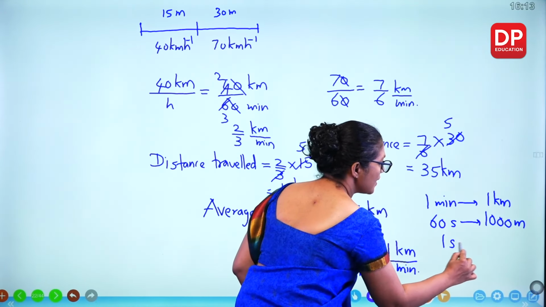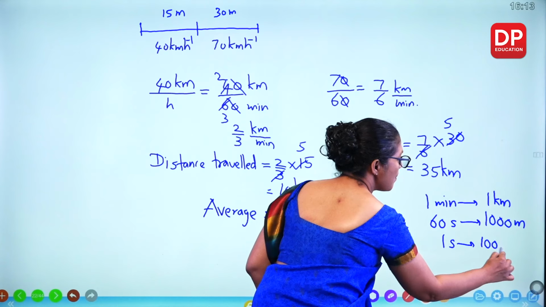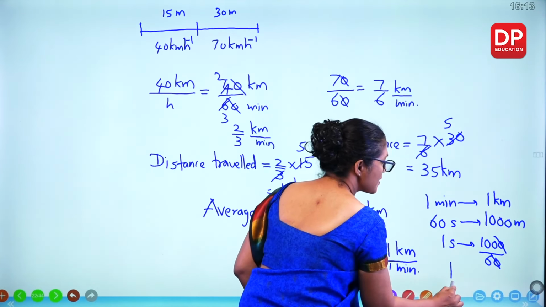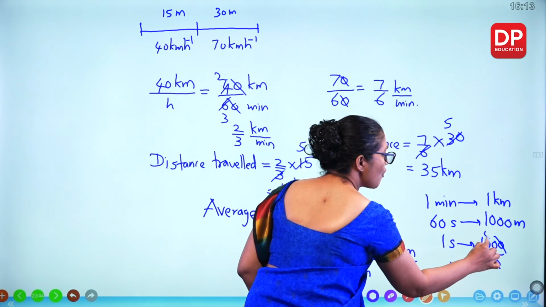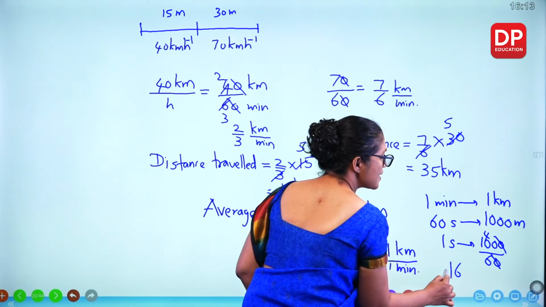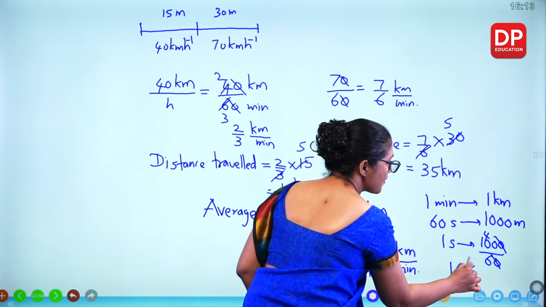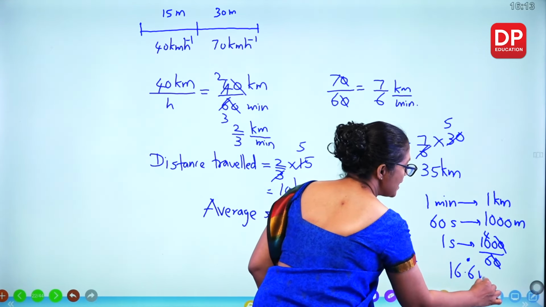So 1 second means 1000 divided by 60. Simplify this, you get 6 times 1, 6. For 40, 6 times 6, 36. For 40, 6. So 16.6 recurring meters per second.